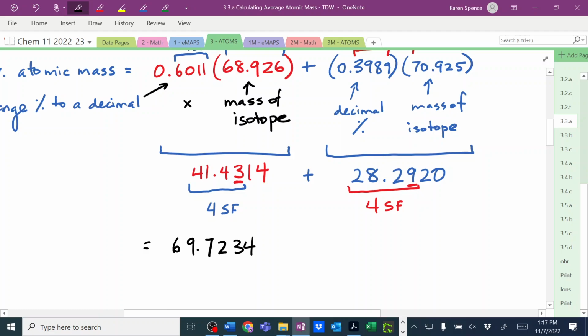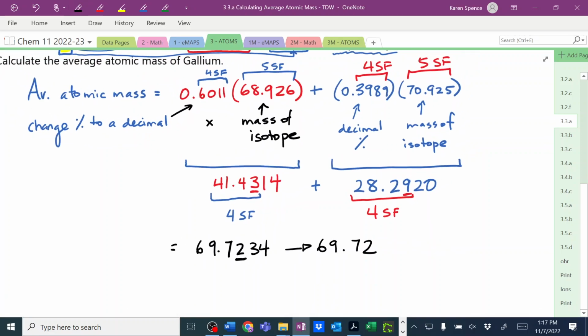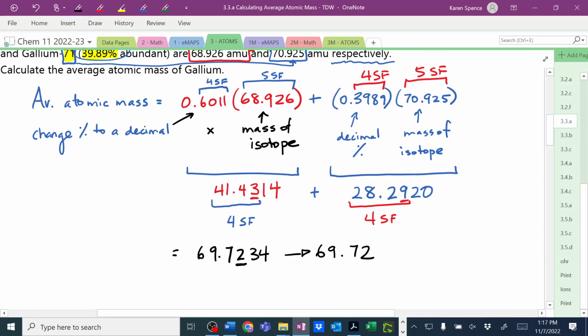And because we are adding, which sig fig rule do we use? The first uncertain digit, which is our second decimal place. And so that would then round to 69.72. What have I forgotten all the way through this question? Units. Oy, oy, oy, they're gone everywhere.